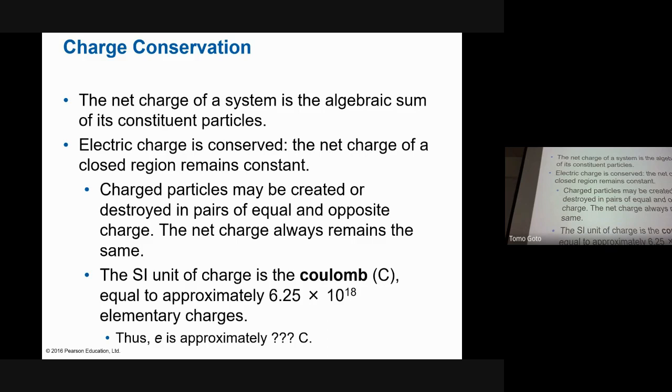Benini. Welcome, Benini. Okay, so here, the coulomb is 6.25 times 10 to the 18 E, right? So then how do you calculate E? Maybe it's a different number. How do you calculate E?